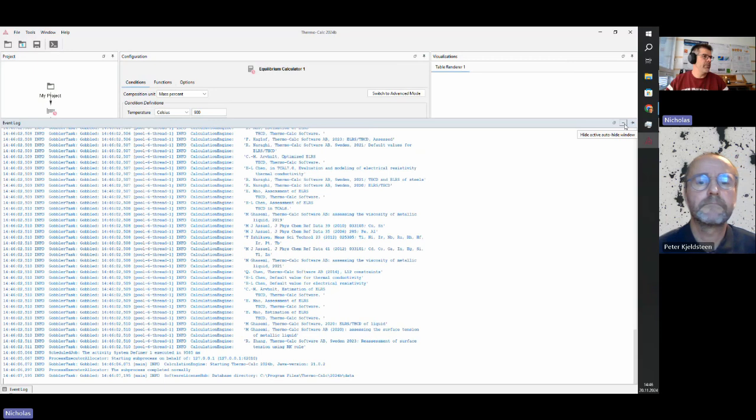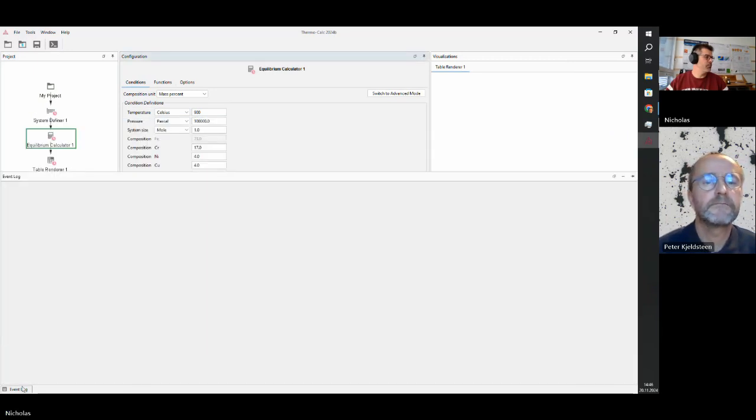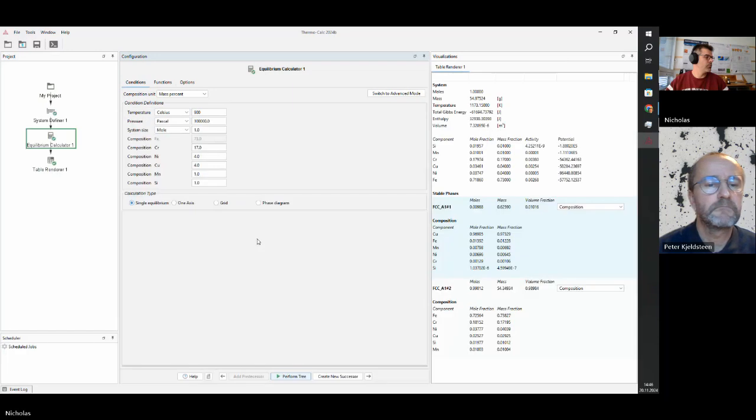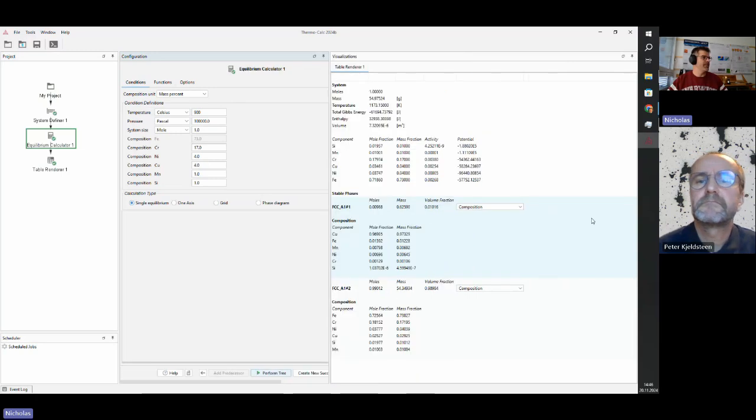It now reads the database again for this new alloy. And this is the result you get at 900 degrees. What you see again is FCC number 1 and FCC A1 number 2. But now, if you look at the composition, FCC A1 number 1 is almost pure copper.